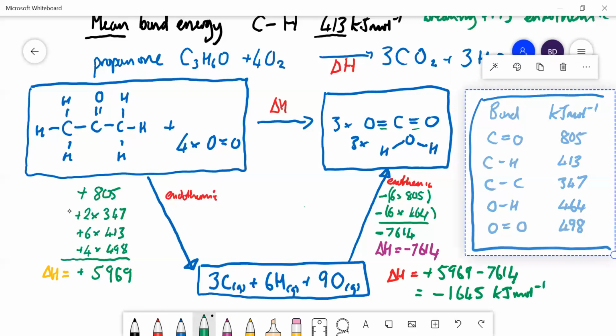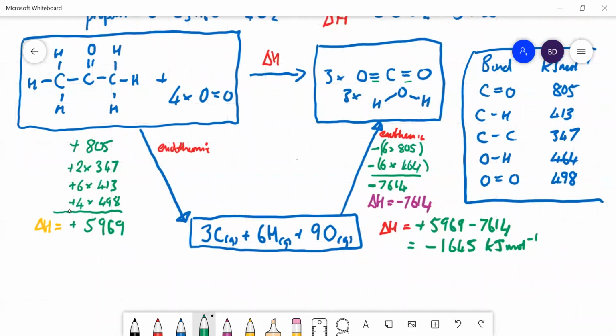Okay, just to tell you, if you actually look up that value in the data book, I think it's not exactly that, it's about 1800. Why is our answer a little bit out? Because we've used mean bond enthalpies or bond energies. They're not specific to those compounds, they're just an average value. I think in particular, the CO bond varies quite a lot. I think it's bigger in carbon dioxide than it is in molecules like propanone, aldehydes and ketones.